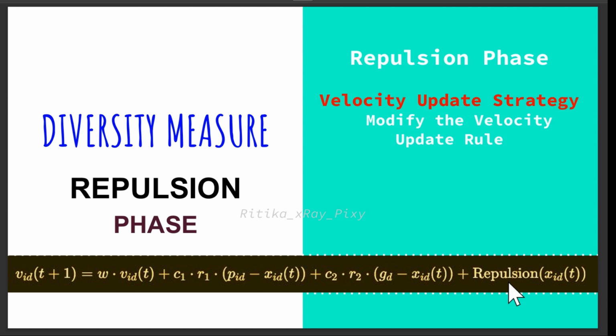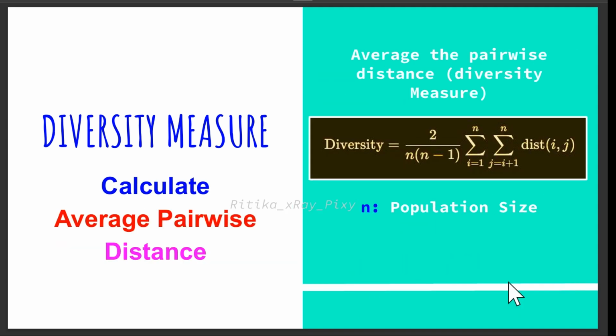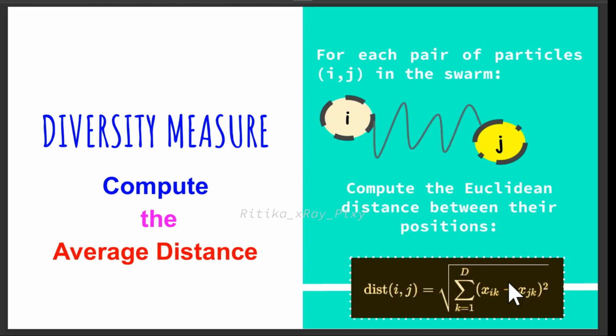So we have the diversity measure. For this we have a common measure of diversity. We are using here the average pairwise distance. We will calculate the average pairwise distance between the particles, to check how spread out the particles are in the search space. First we have the pairwise distance. We will calculate the pairwise distance for each particle in the swarm. We will calculate the Euclidean distance between their positions.